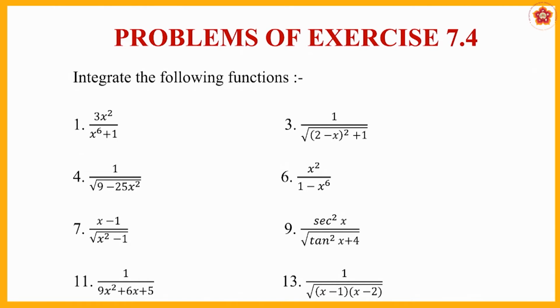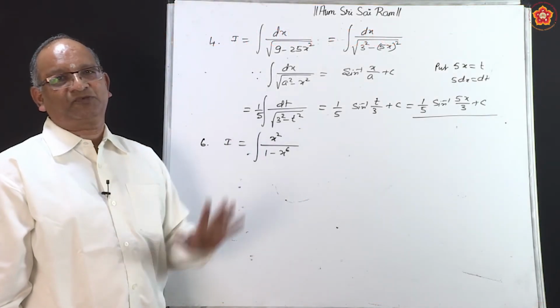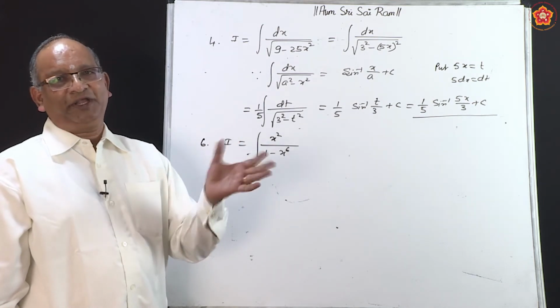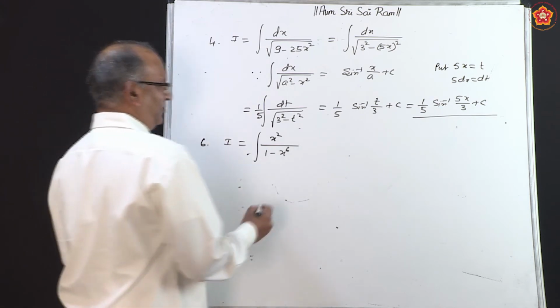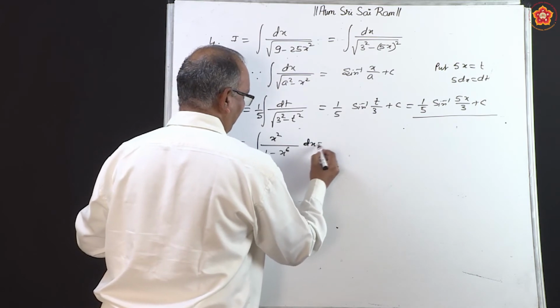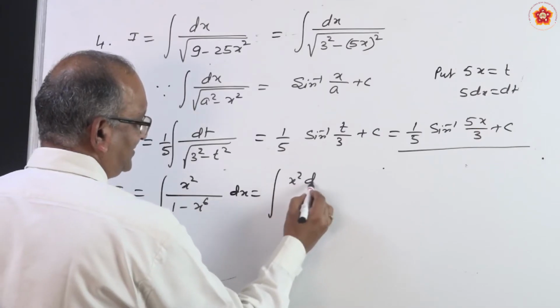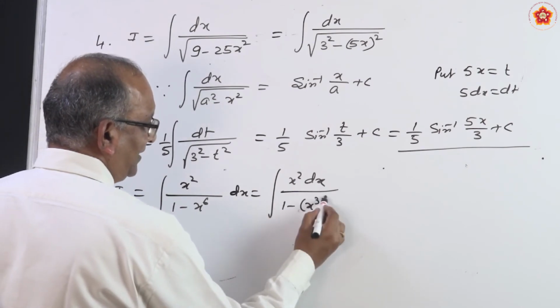It is x square upon 1 minus x to the power 6, more or less like the first problem. Only thing is the denominator is different. There it was a square plus x square, now it is a square minus x square type. So, basically you are going to use another formula. Procedure is same. What was the procedure we followed? We assumed that this can be written as x square dx upon 1 minus x cube square.